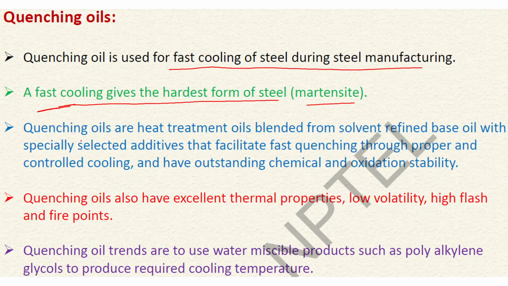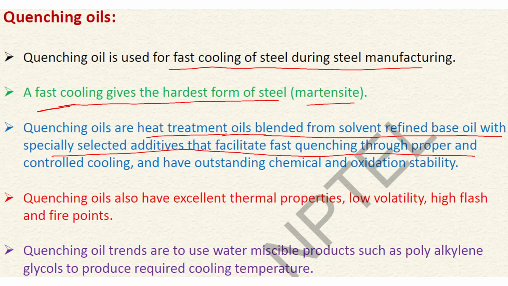Quenching oils are heat treatment oils blended from solvent refined base oils with specially selected additives that facilitate fast quenching through proper and controlled cooling and have outstanding chemical and oxidation stability. So mainly quenching oils are basically a mixture of different oils and additives. The additives enable the fast as well as controlled cooling of hot steel and also prevent chemical changes and oxidation of the steel.